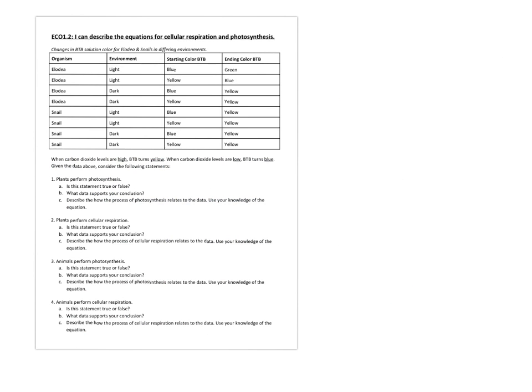All right, the second standard about cellular respiration and photosynthesis gives you some data about colors of the bromothymol blue and how they relate to the actual presence or absence of the carbon dioxide. So this little paragraph or a sentence right down here at the bottom is really important. When carbon dioxide levels are high, BTB turns yellow. When carbon dioxide levels are low, BTB turns blue. Okay, so you have to pay attention to that in order to do this correctly.